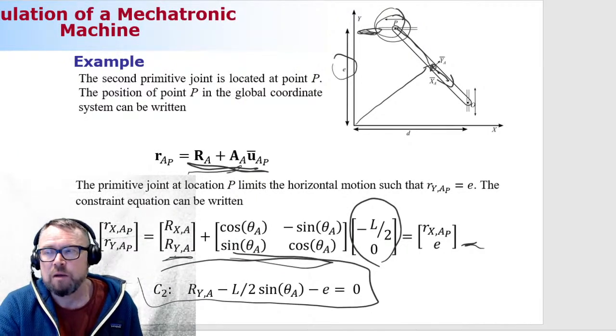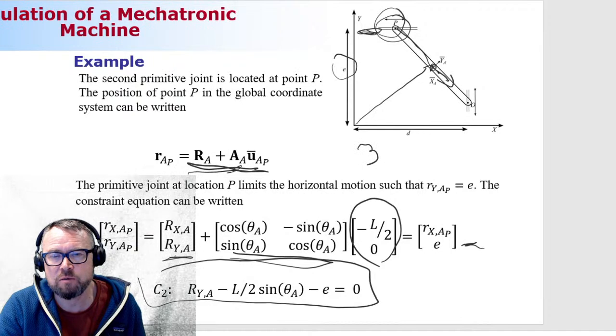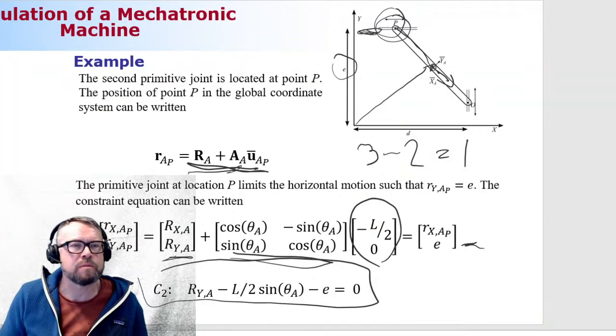All right. What's the number of degrees of freedom? There's one moving body. Every body needs 3 generalized coordinates. 2 constraint equations. So 1 degree of freedom.